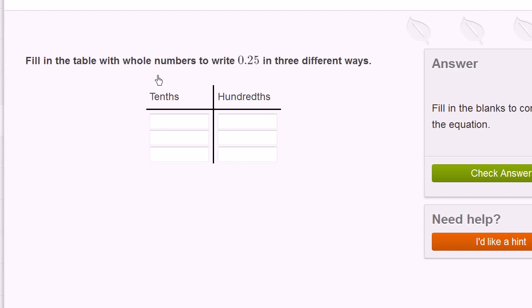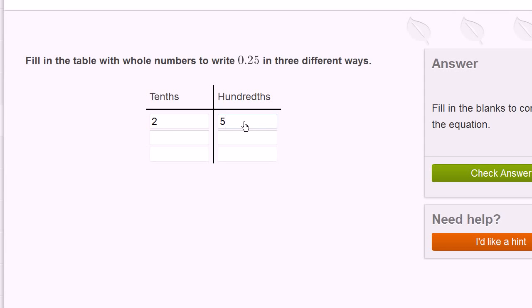Fill in the table with whole numbers to write 0.25 in different ways. So one way to look at it is just this 2 in 0.25 is in the tenths place, so it literally represents 2 tenths, while the 5 is in the hundredths place, so it literally represents 5 hundredths. So that's one way to represent it.